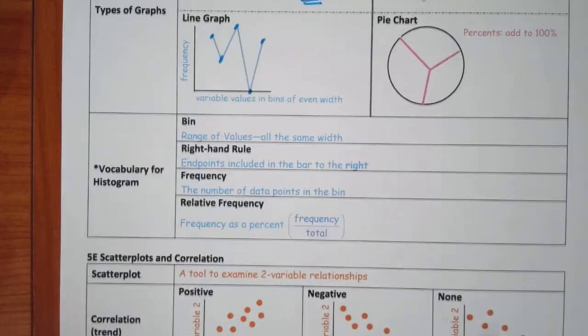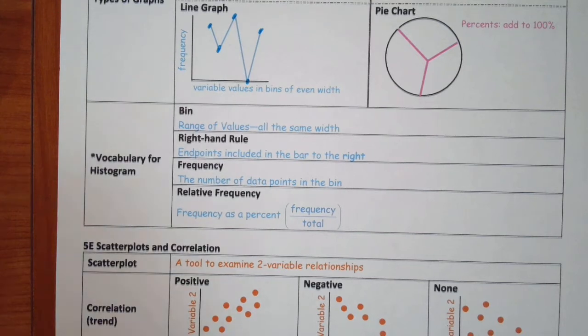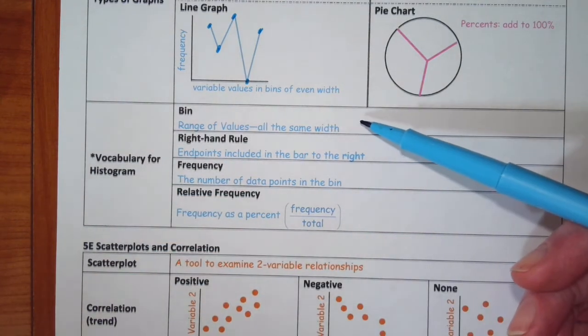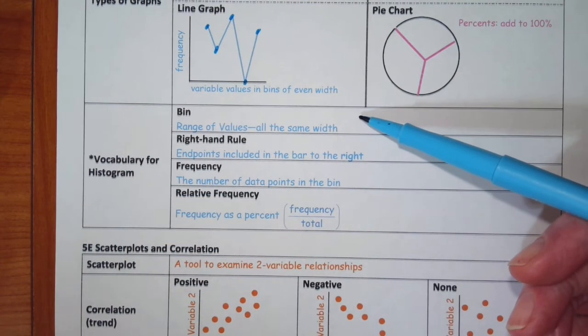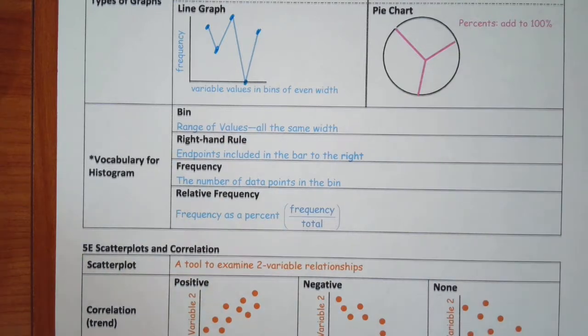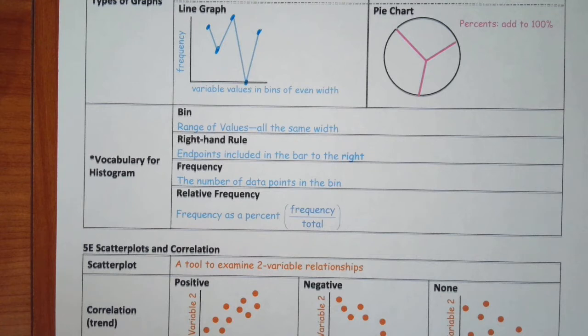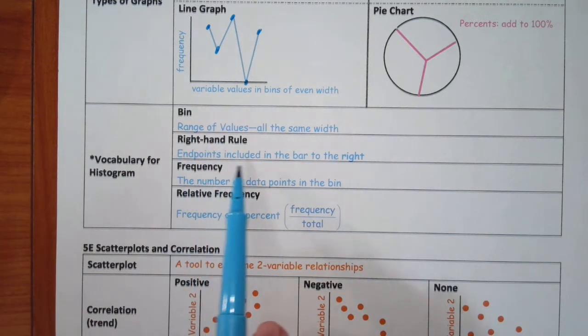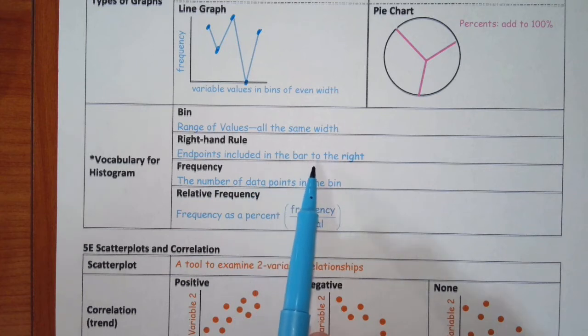There is some vocabulary for a histogram. You need to know what a bin is. It's a range of values. They're all going to be the same width. You're either going to have bins of 5 or bins of 10 or bins of 2 or bins of 100, depending upon what your data is. And the right-hand rule is that the endpoints are included in the bar to the right.